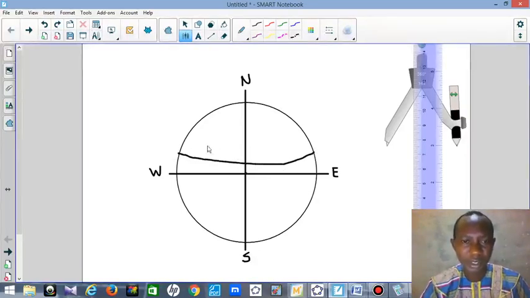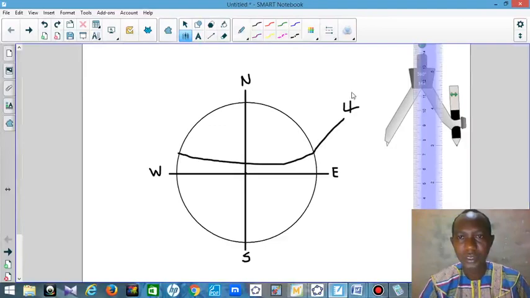Just make it neat when you are drawing it. Then you label it 4 degrees north. This is very, very important. Always label each line you have drawn in this topic.